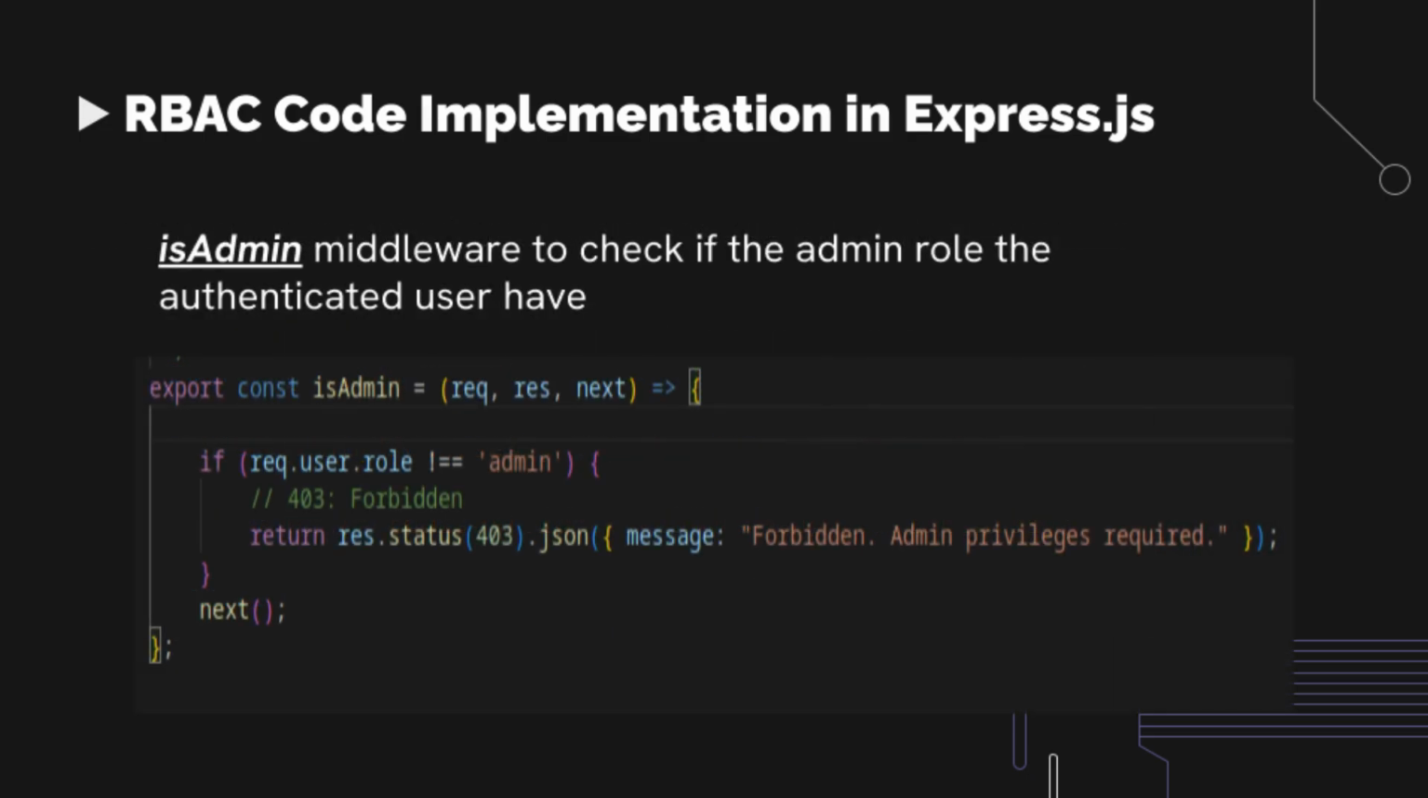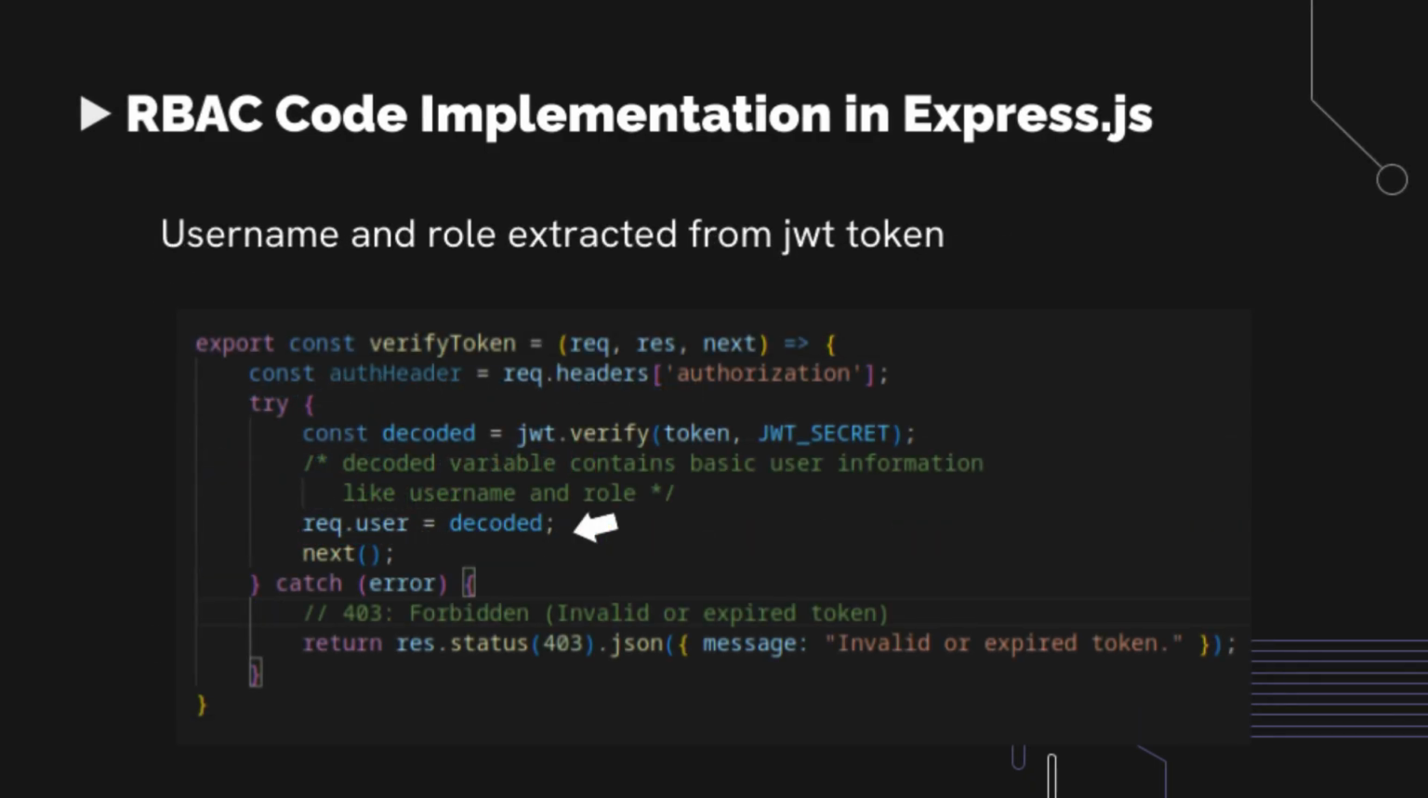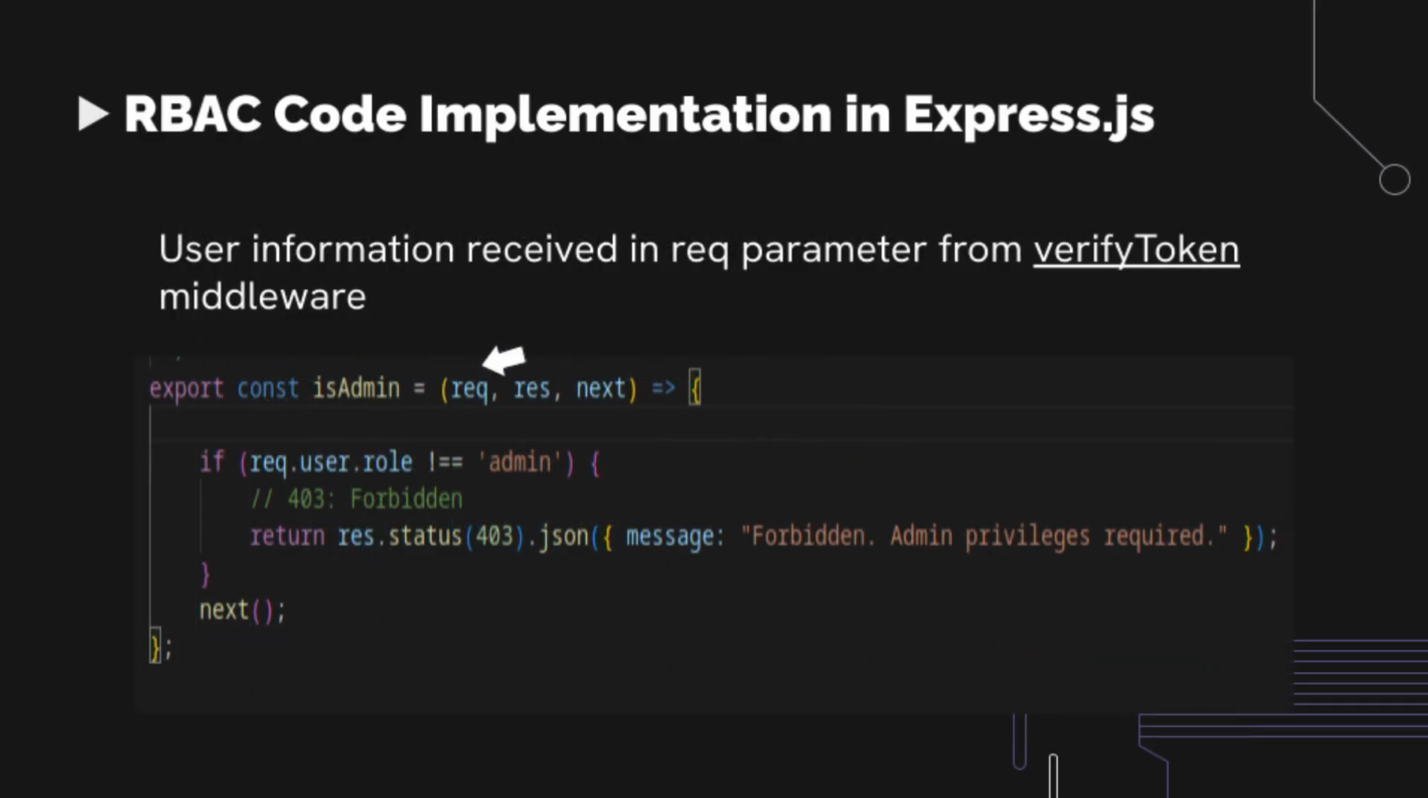We can solve this by introducing an isAdmin middleware function, which we later apply to our routes. The name is not special. Middleware can be named anything. But where does the user role information come from? The user role information is actually coming from the verify token middleware, which we have extracted from the JWT token. That role value is passed to the isAdmin middleware, which we can access in the request parameter as request.user.role.